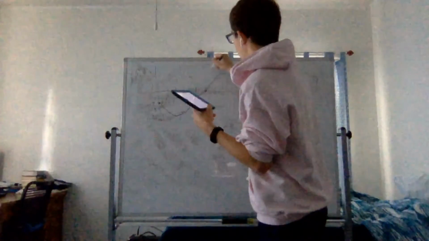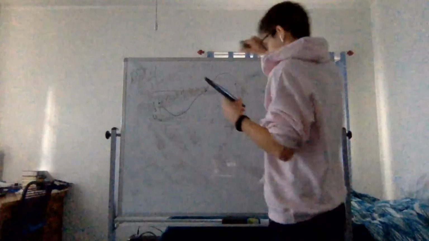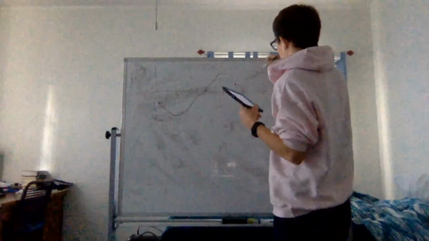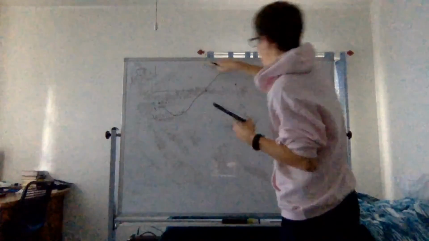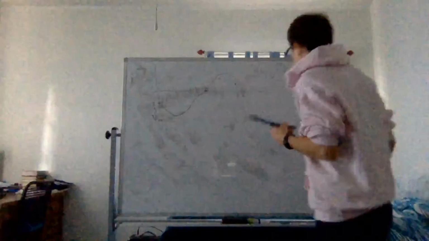This is the graph of f of x. So if h of x is equal to the integral from 0 to x of f of t dt, right? Which of the following is true?